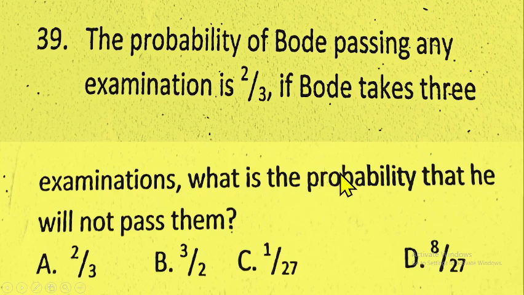So that will be 1 over 3 times 1 over 3 times 1 over 3. So that will give us 1 over 27. So option C is the correct option.